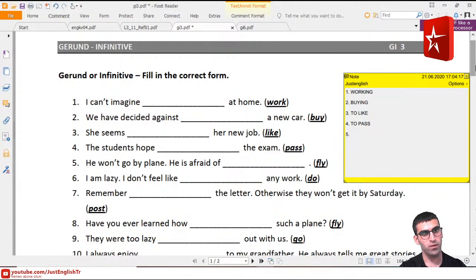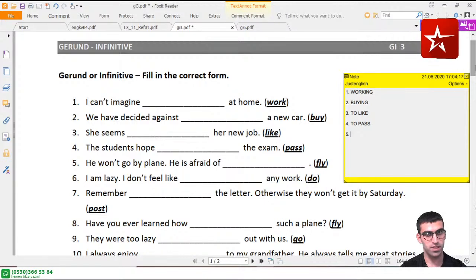Number 5, he won't go by plane. He's afraid of blah blah blah. As you remember in the first part of the lesson, I told you that we can use gerund with the subject of the sentence as the object of the sentence, and after prepositions we can use gerund, and we can use gerund with go, like go studying or go swimming. Yes, the correct answer for number 5 is flying.